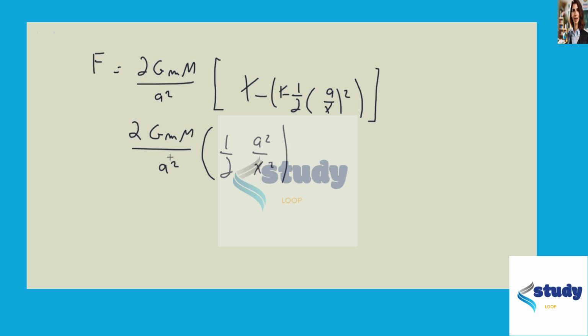And now we finally have some things canceling. This a squared goes away, these 2's go away, and we're just left with G little m big M over x squared. So that's exactly the force we'd expect between two point particles of mass little m and big M separated by a distance of x.